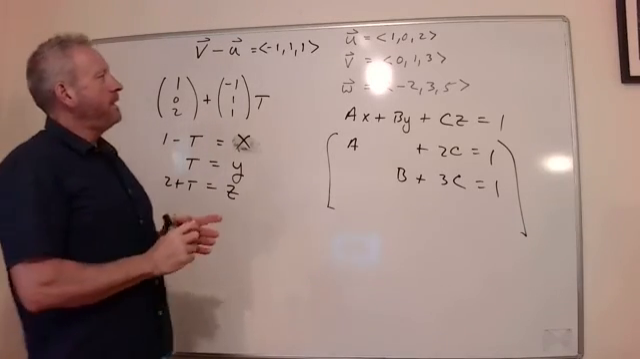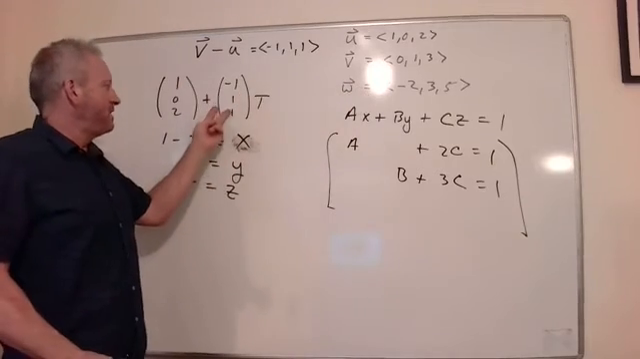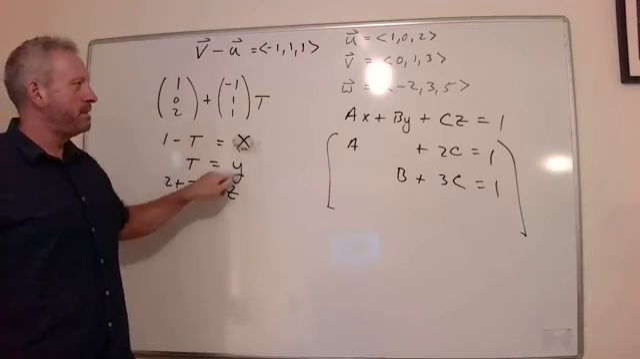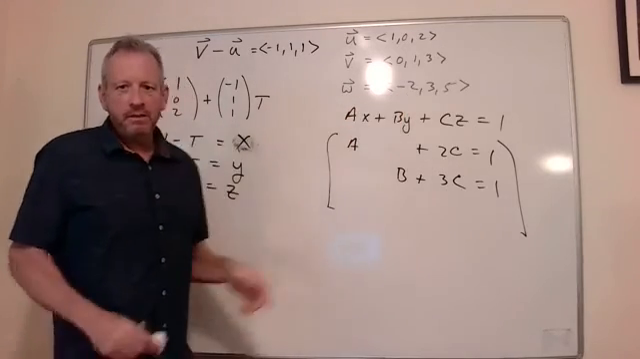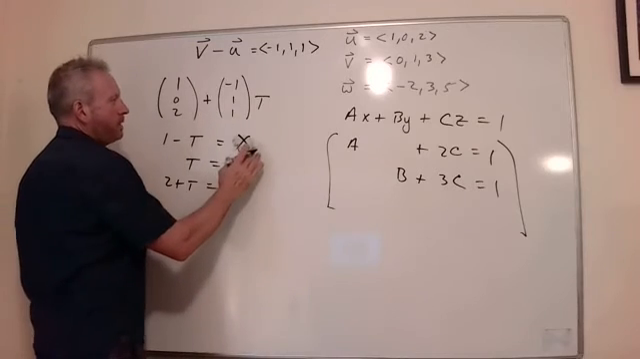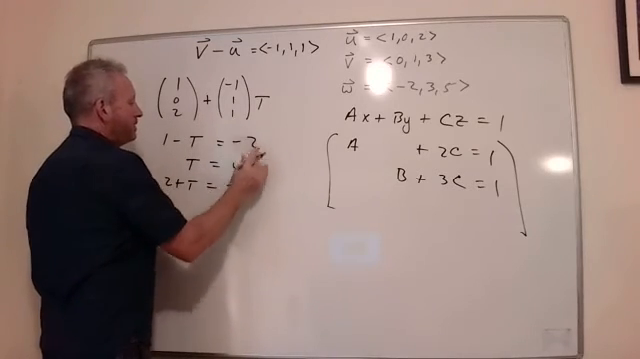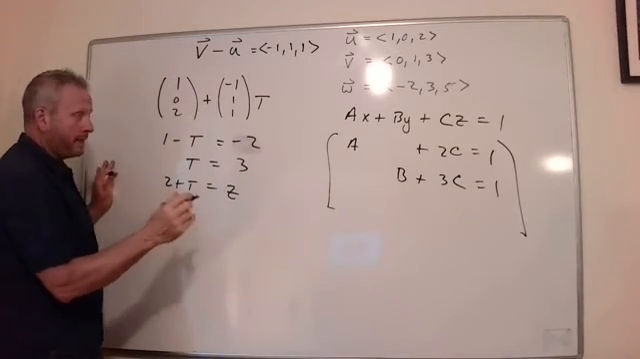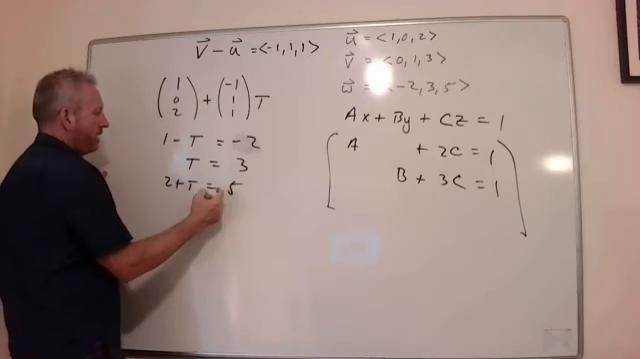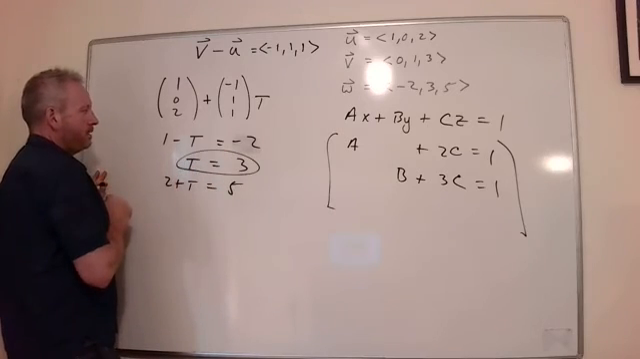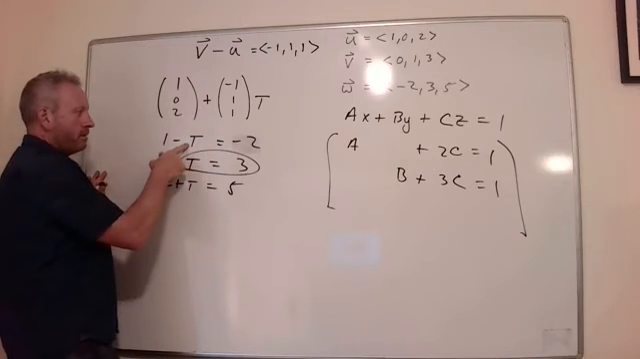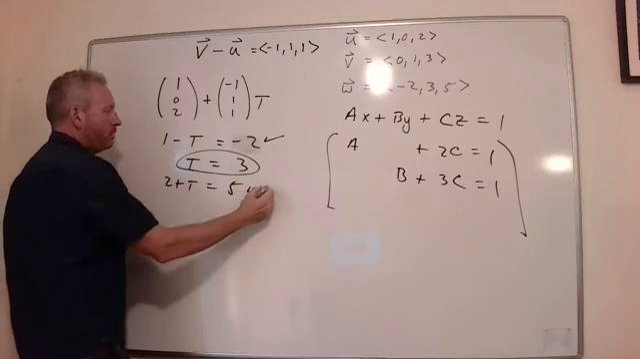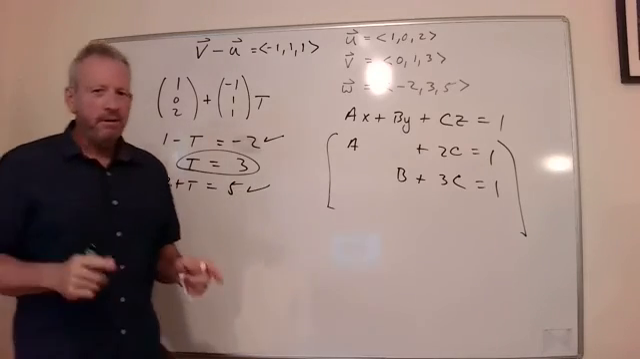Now, if this point is on this line, there should be some value of t that will generate x, y, and z to satisfy this. So let's see if we can actually do that. What is x? Negative 2. What is y? 3. Or what would we like it to be? 3. And z is 5. From this we get t has to be 3. Put a 3 in here. Lo and behold, check. Put a 3 in here. Lo and behold, check.